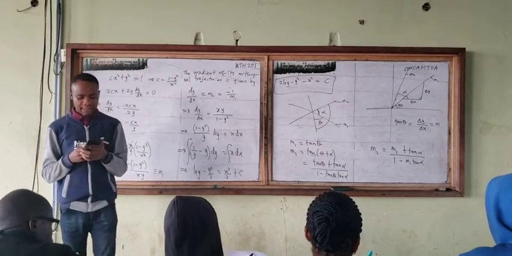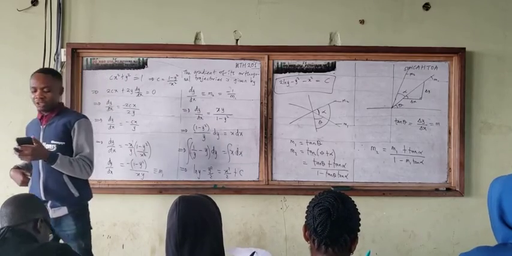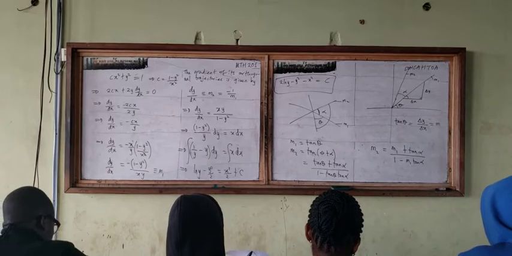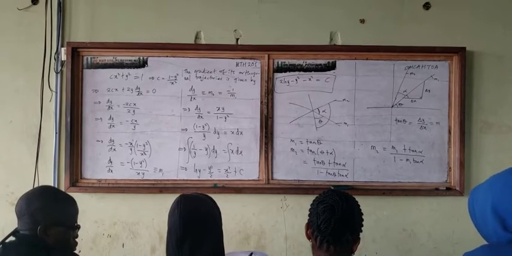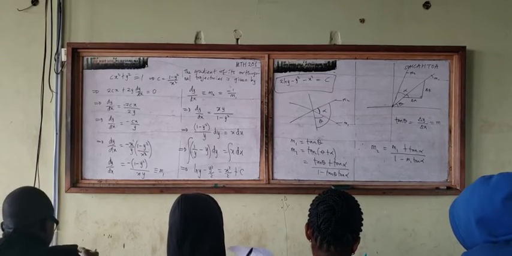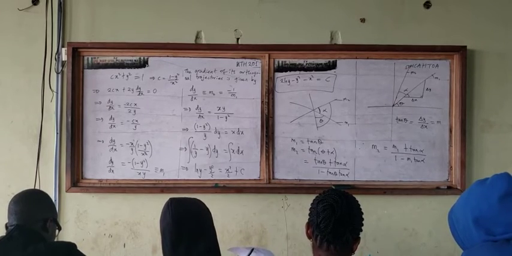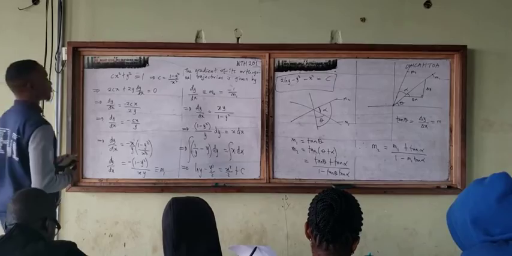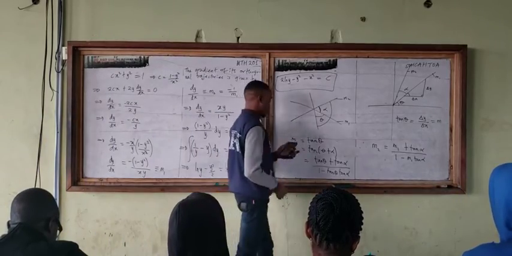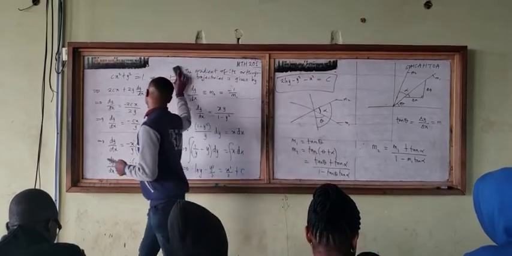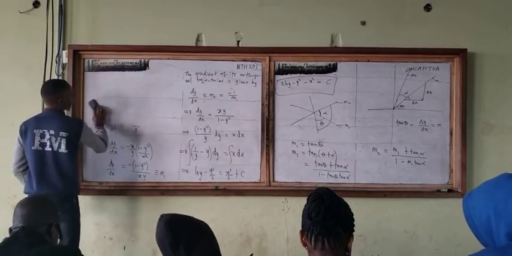Look at number 9. Are you there? Number 9. Find a family of oblique trajectories that intersect the family of straight lines y equals cx at angle 45 degrees. So we have the straight line y equals cx, and we want to find those trajectories that are at angle 45 degrees to our straight line. So that's going to give us what?